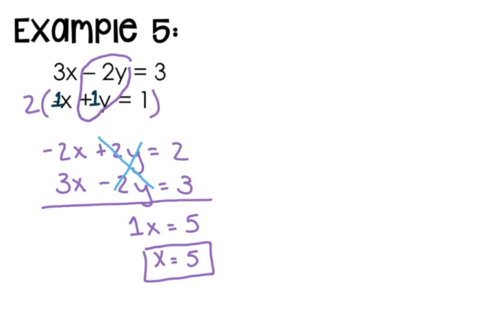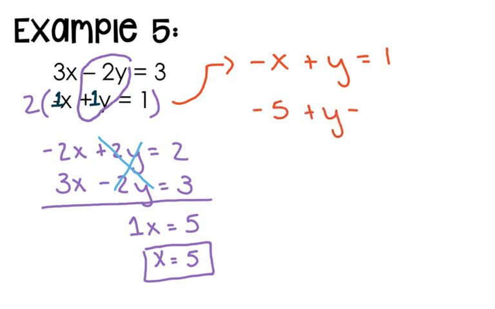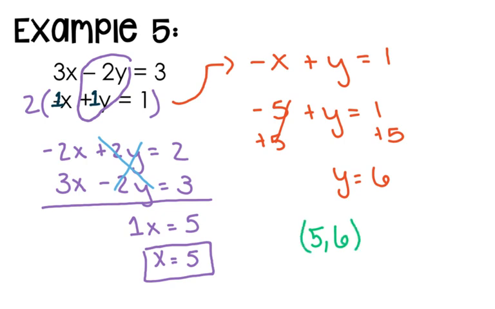Now I'm going to go back to that original equation with the smaller numbers. So that's a -x plus y equals 1. So when this happens, we still plug in 5. That negative stays there, though. So it's going to become a -5 plus y equals 1. So I'm adding 5 on both sides. So y becomes 6. So my coordinate here is 5, 6.